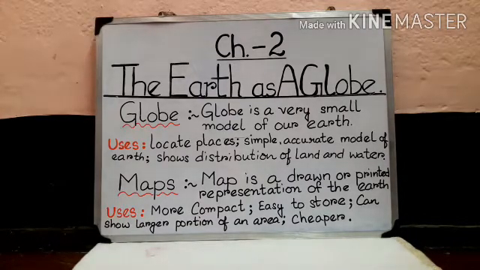In your exercise copies, you can write down what is a globe and how is it useful. This is your first question. And next, what is a map and how are maps useful? Got it? First one is, what is a globe and how is it useful? Second, what is a map and how are maps useful? You can also draw a globe and color it neatly.